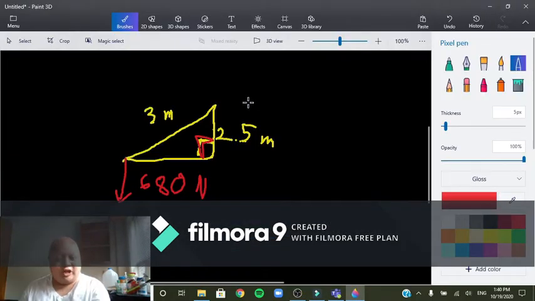So we are given that the ladder is 3 meters, and the height of the ladder on the wall is 2.5 meters, and that the weight vector of Tom is 680 newtons. We have to assume that the angle between the wall and the ground is 90 degrees, or else the wall is unstable, just like my mental health.